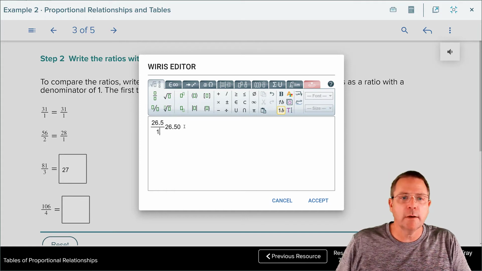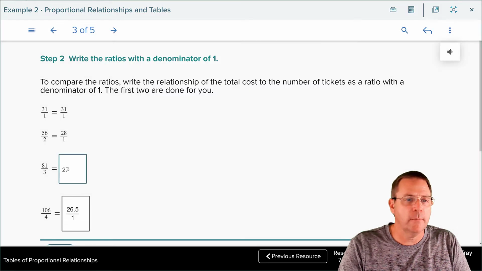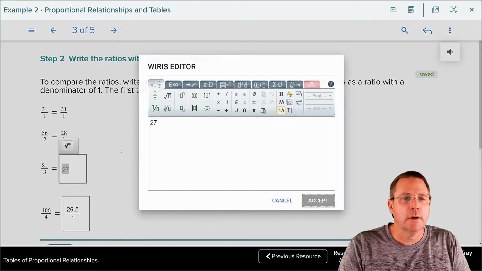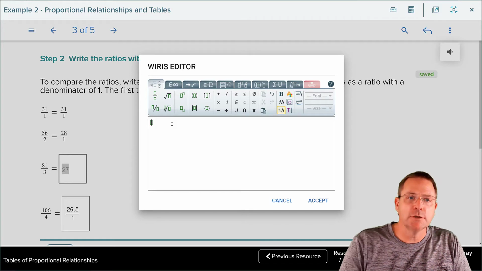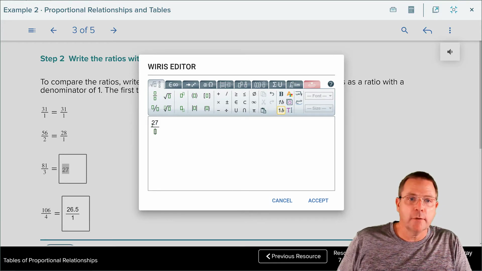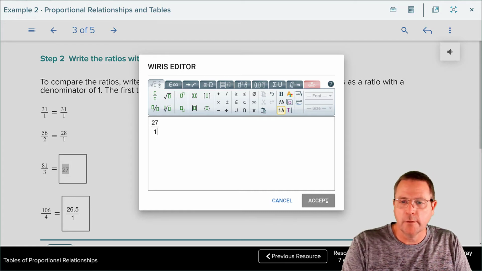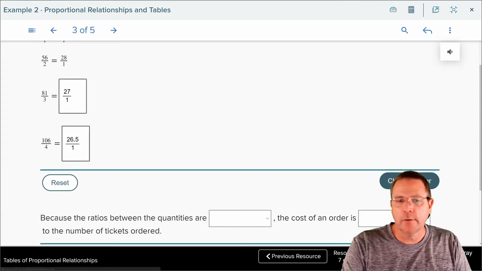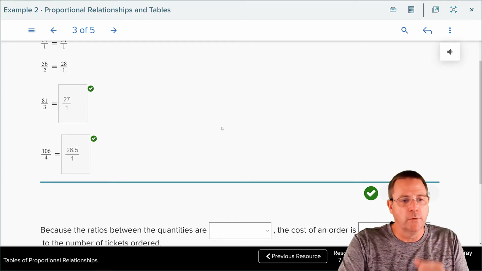And let's see if I can get in here and get rid of these. There you go. I'm going to hit accept. And then this one right here, I need to go back and change it to be 27/1 because they do have these listed as a ratio. Hit accept, and now I'm going to check my answer, and boom, those are good.